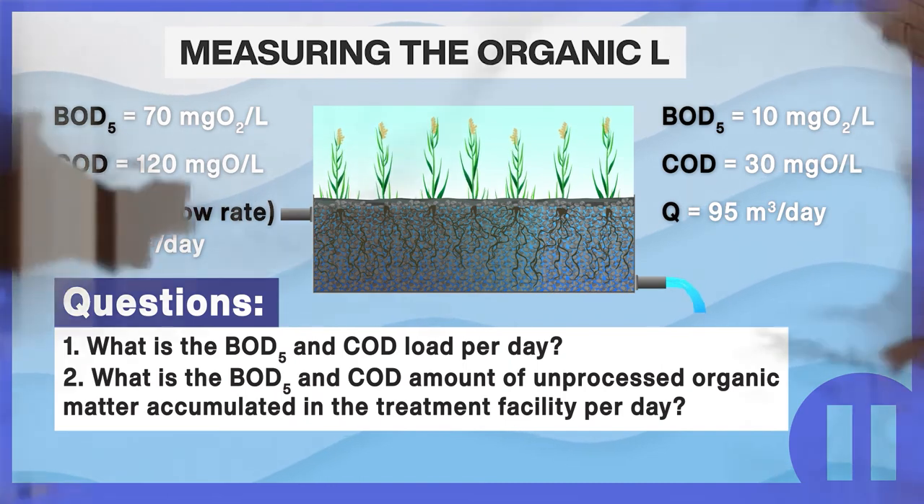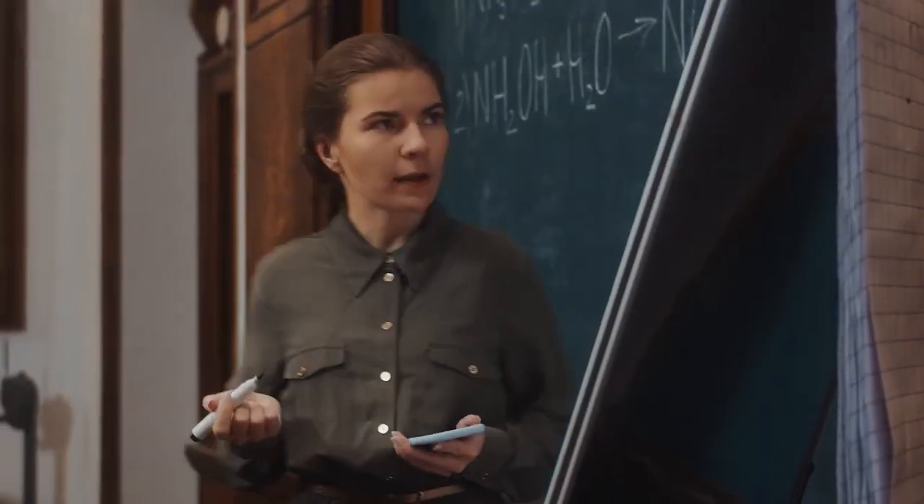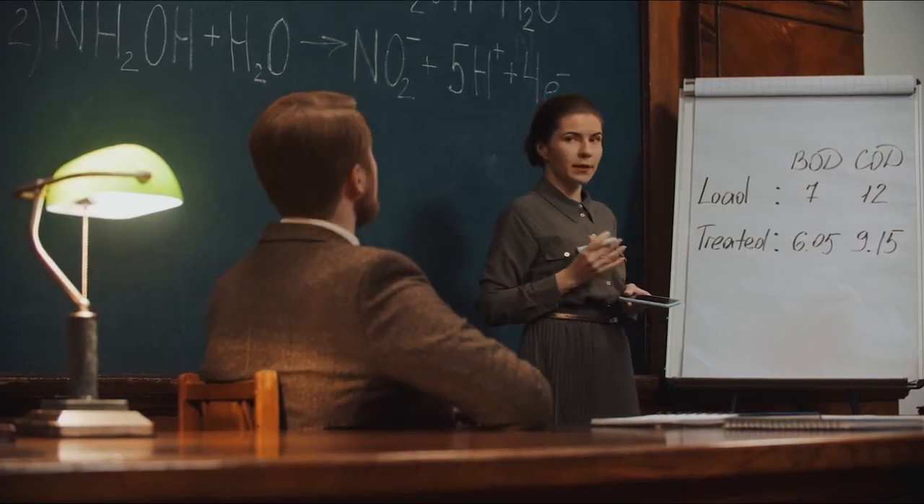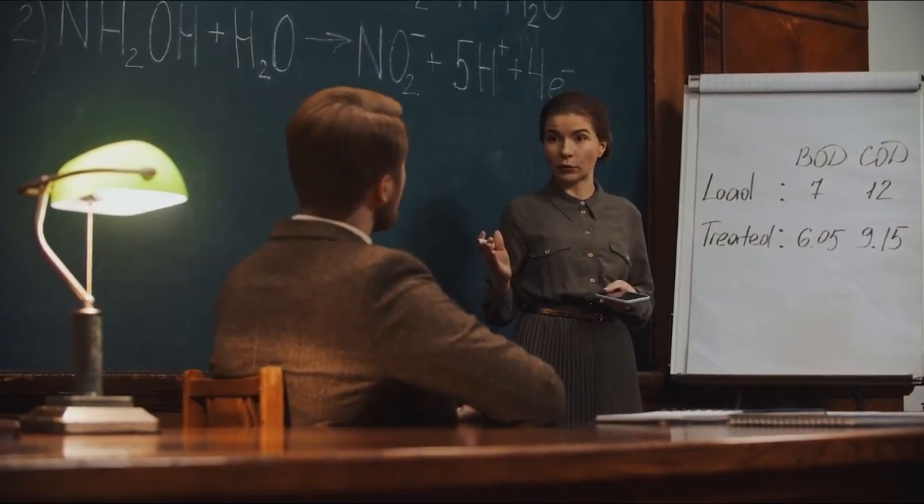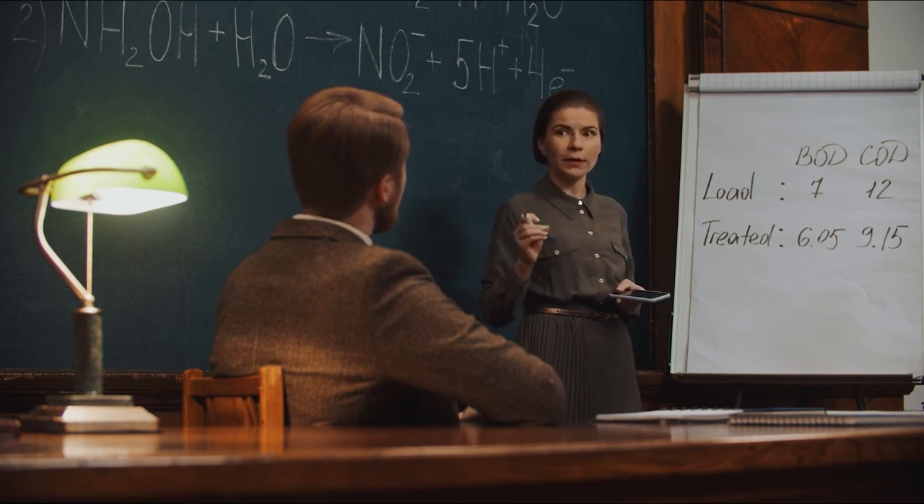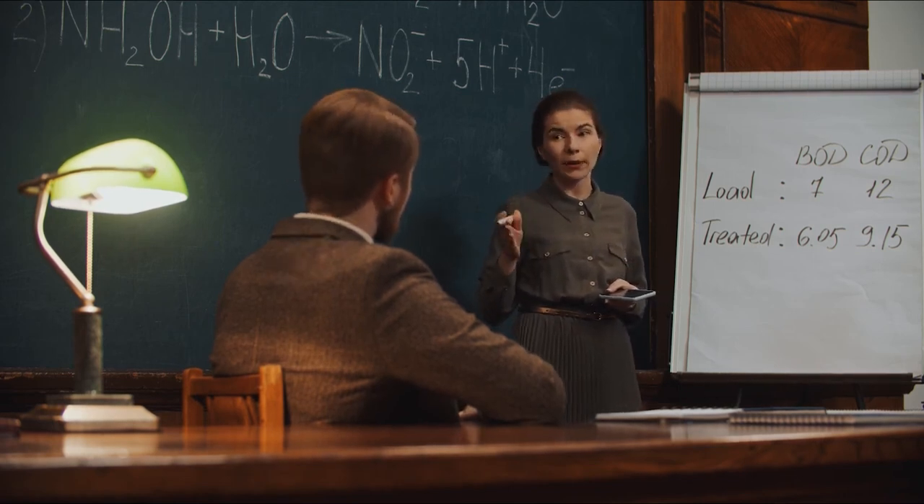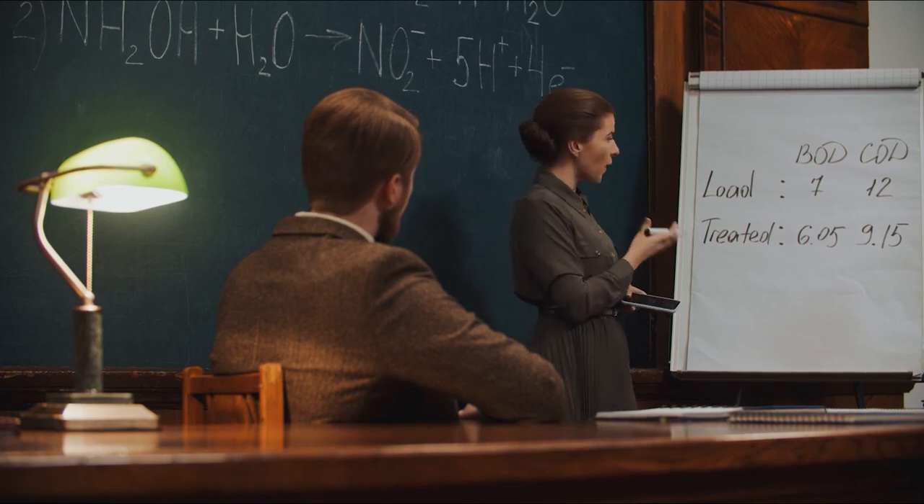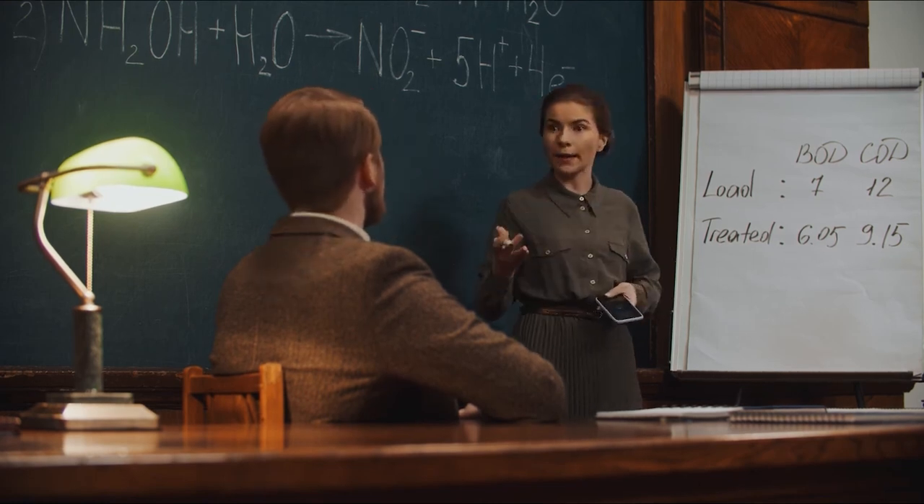I have the answer. I hope I haven't made any mistakes. The BOD organic load is 7 kg per day. The COD is 12 kg per day. What's more, the BOD and COD for the treated organic material in the wetland is 6.05 kg per day and 9.15 kg per day, respectively. You haven't made any mistakes, Miss Doolittle. Yet you could have rounded to the second decimal places.